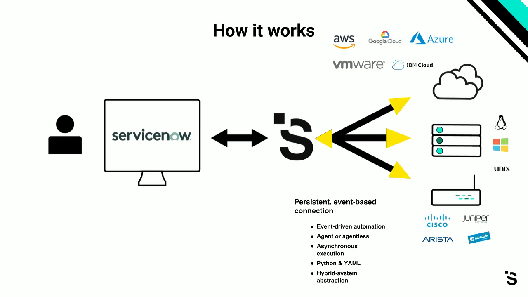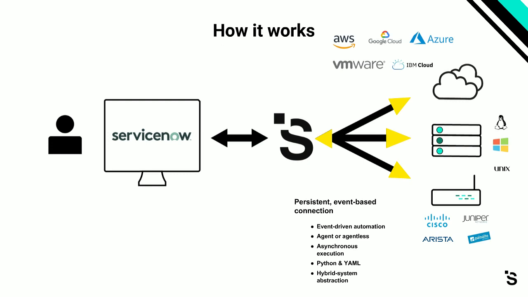So for instance, watch this configuration file. If this configuration file changes, change it back. Or watch the system. If someone logs in as root on this production box, kick them off. There's a broad range of use cases and abilities with SaltStack event-driven automation.